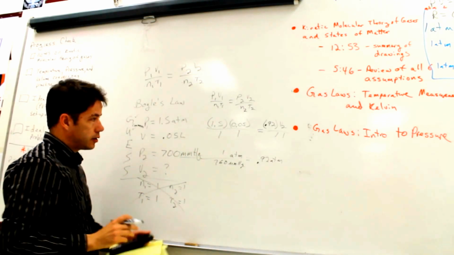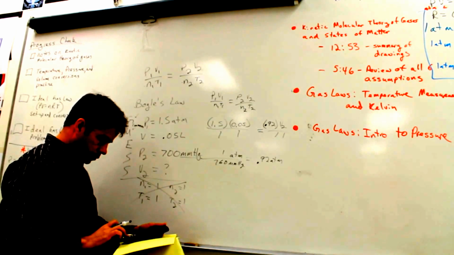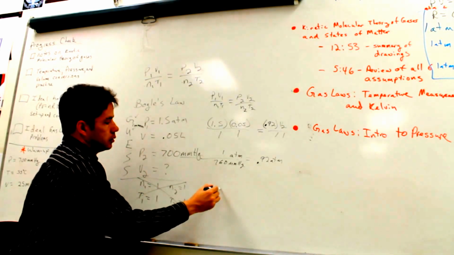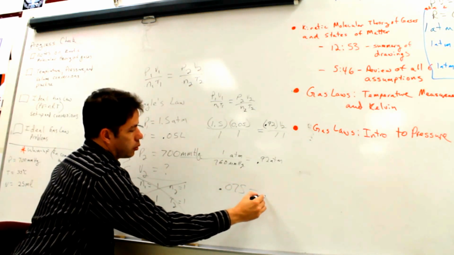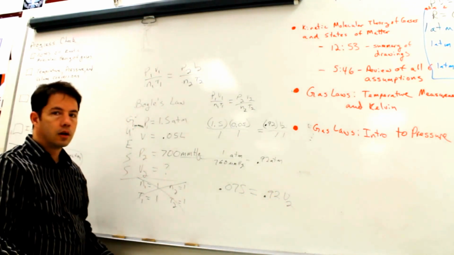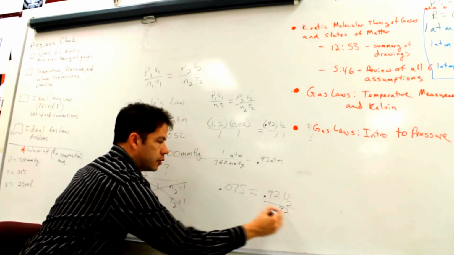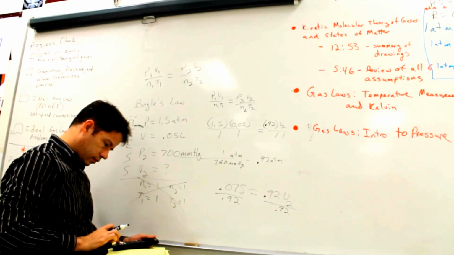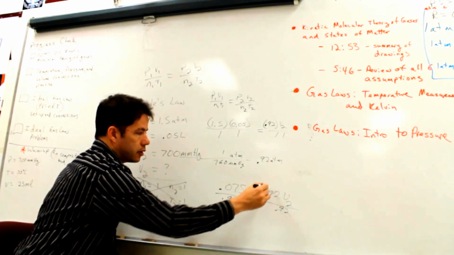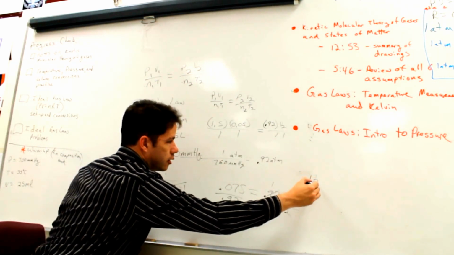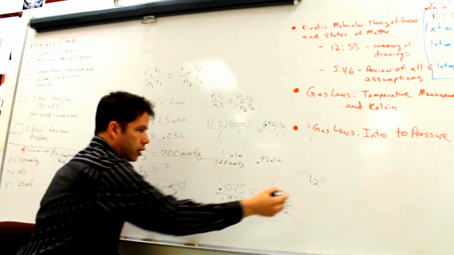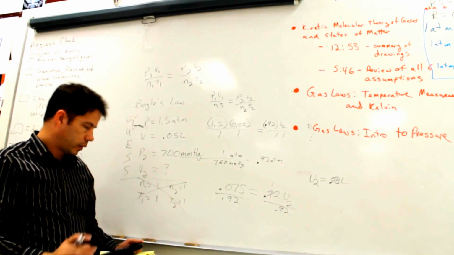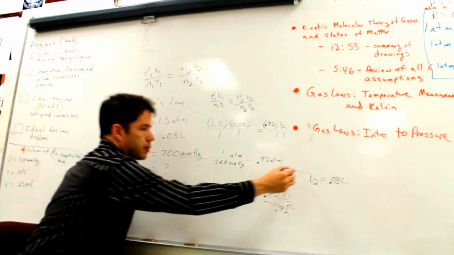So let's go ahead and finish our calculation. So 1.5 times 0.05 equals 0.075 equals 0.92 times V2. Now what do I do? Divide by 0.92 on both sides. 0.92 and 0.92 cancels to 1. V2 times 1 equals V2, which equals 0.08 liters. Okay? 0.08 liters is my new volume.